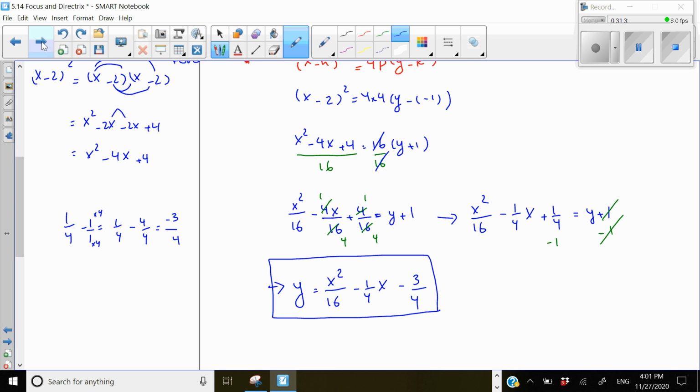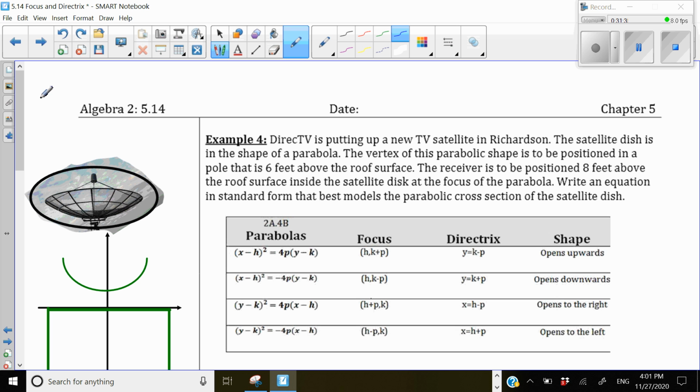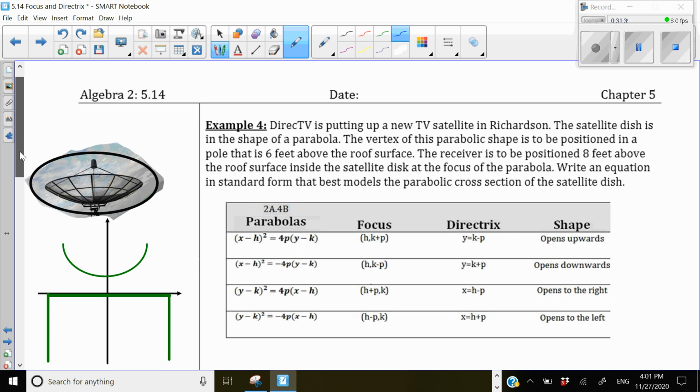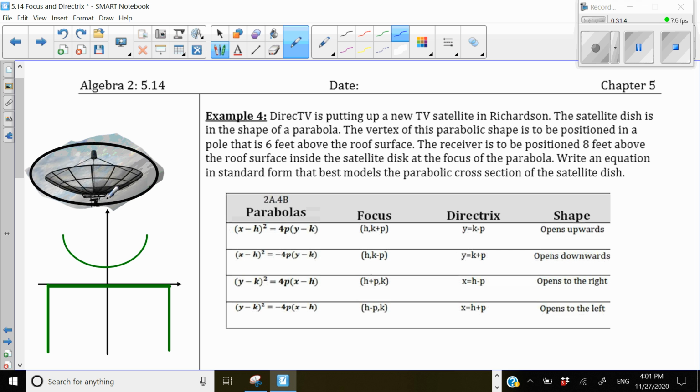Okay, let's go to the next example. This time the problem is about a satellite. We know that a satellite looks something like this. It's a parabola, and the receiver of the satellite should be in the middle, right inside the satellite dish, and it's located on the focus of this parabola. So the receiver is always on the focus.